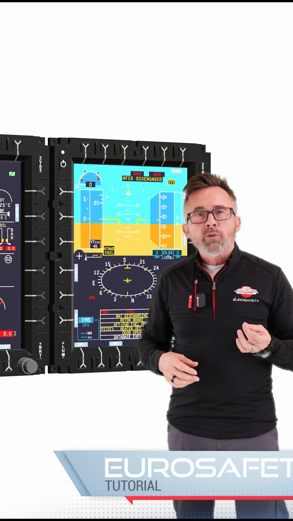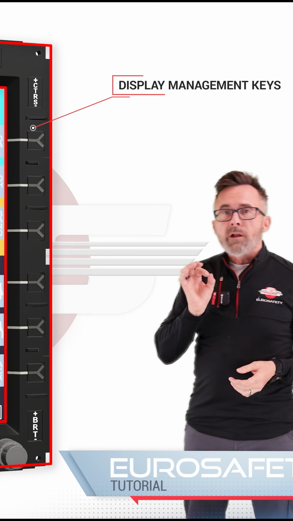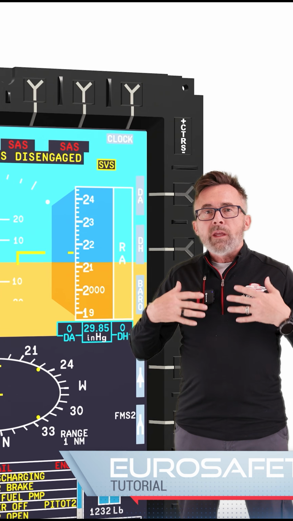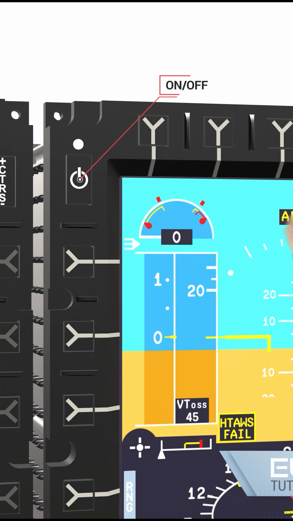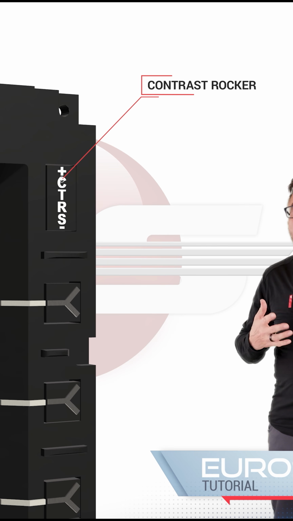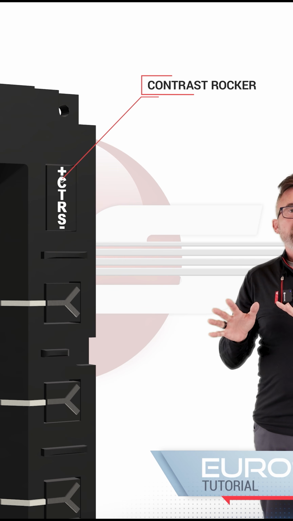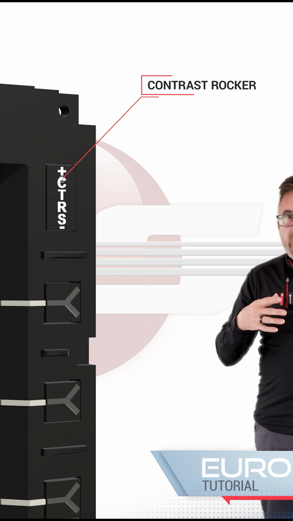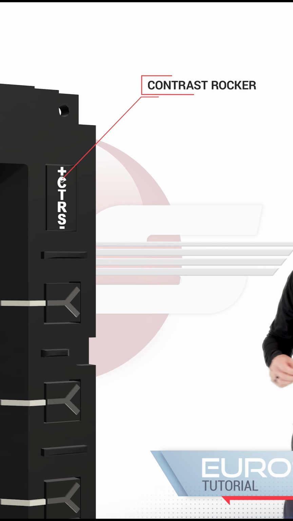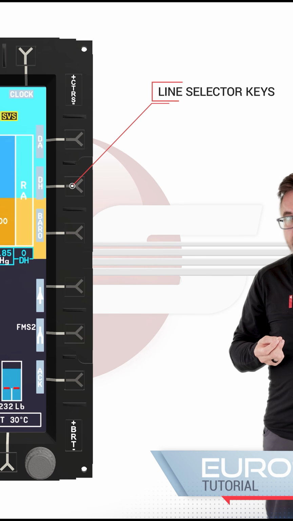Each MFD can be controlled by using the display management keys around the outside of the displays. There is an on or off button in the upper left-hand corner. In the upper right-hand corner, there is a contrast control. The contrast rocker adjusts the difference between the background imagery and the overlay symbology, making the flight data more or less prominent. The buttons with arrows on them are called line selector keys.